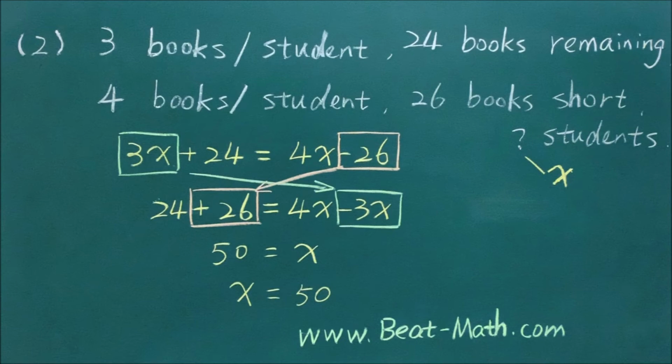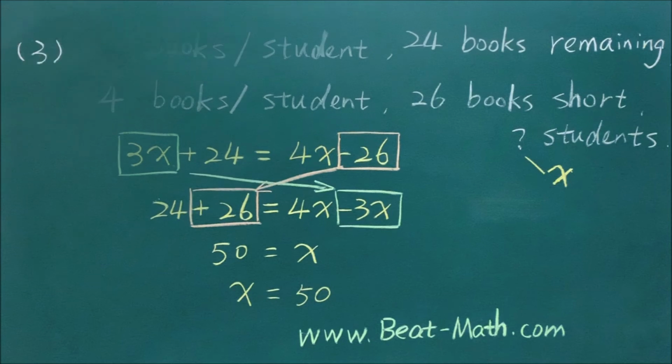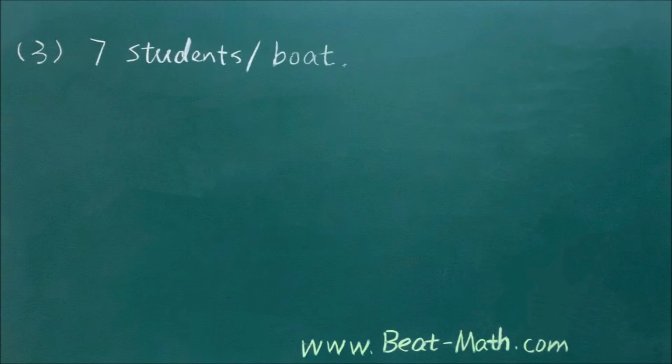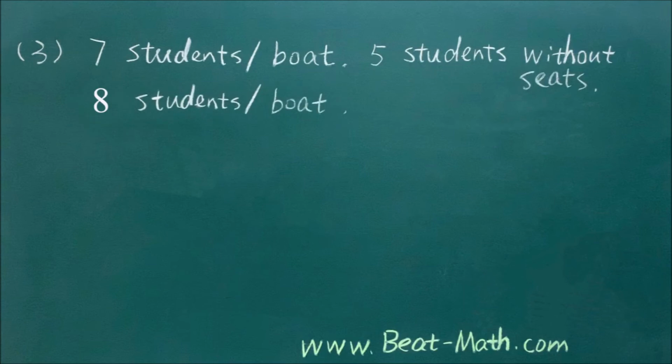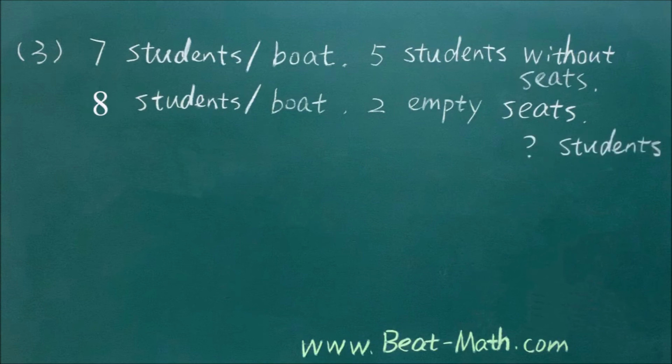Let's solve one more problem together to make sure you understand this method. A group of students is going boating. If 7 students sit in a boat, there are 5 students without seats. If 8 students sit in a boat, there are 2 empty seats. How many boats and how many students are there?